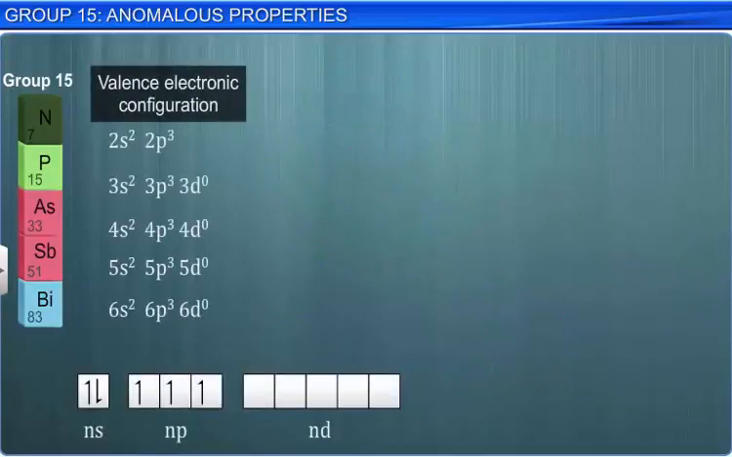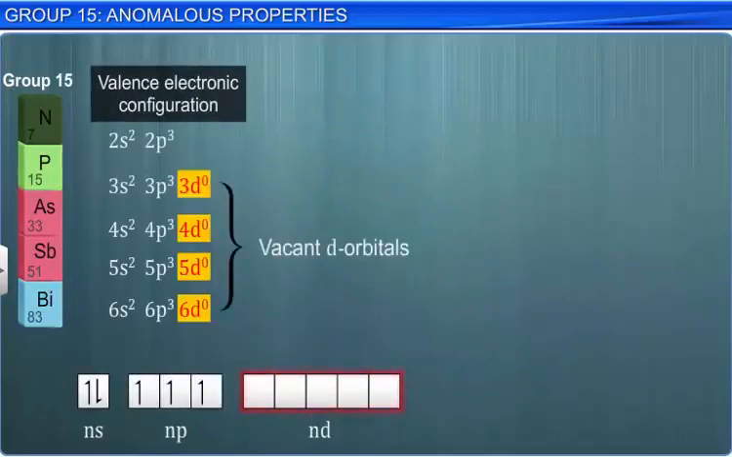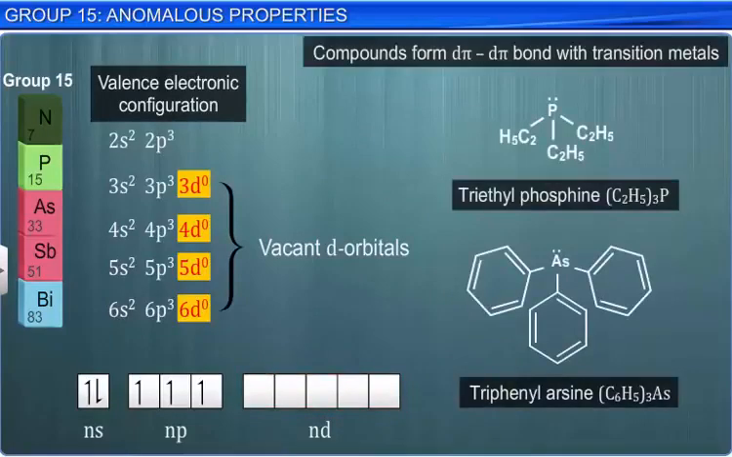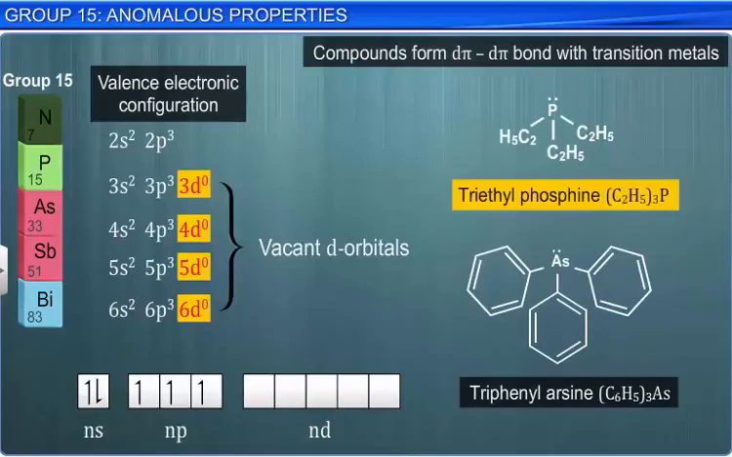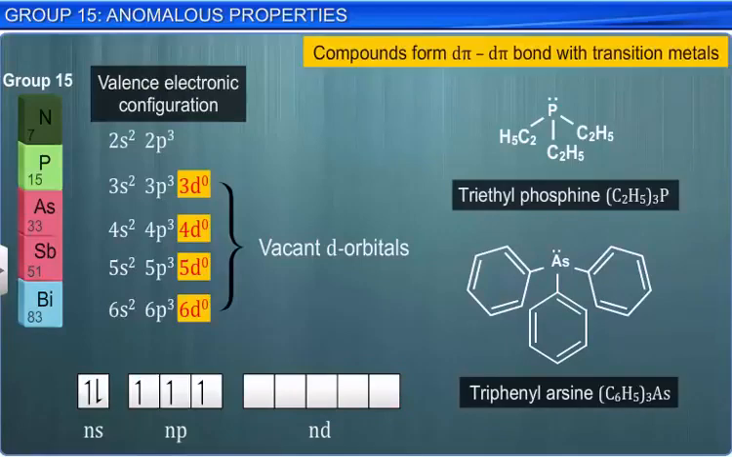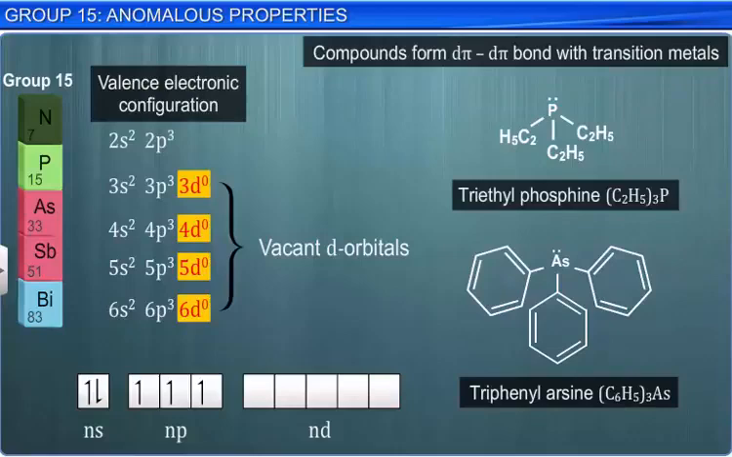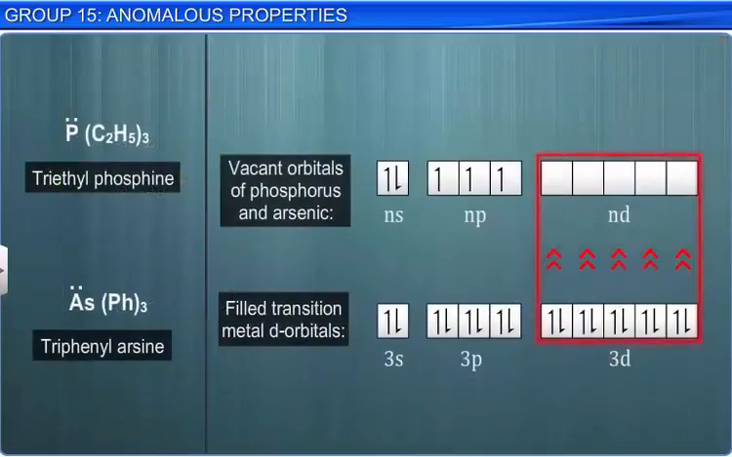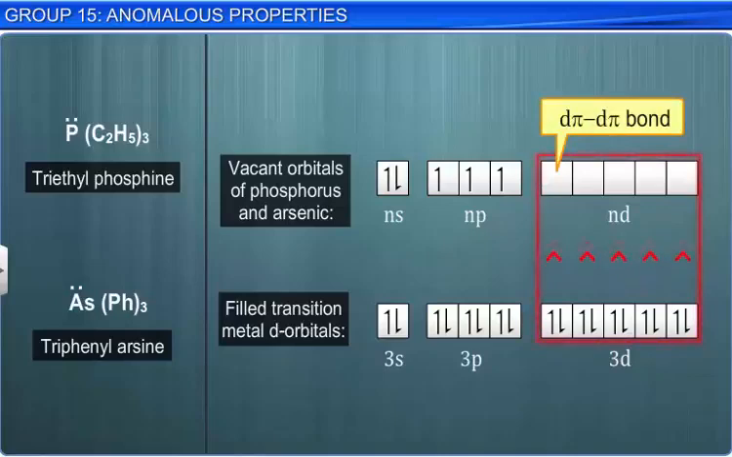Due to the availability of vacant d orbitals in the remaining elements of group 15, compounds of these elements, such as triethyl phosphine and triphenylarsine, form d-pi, d-pi bonds with transition elements. Vacant d orbitals present in the phosphorus and arsenic of triethyl phosphine and triphenylarsine accept electron density from filled transition metal d orbitals and form d-pi, d-pi bonds as shown here.